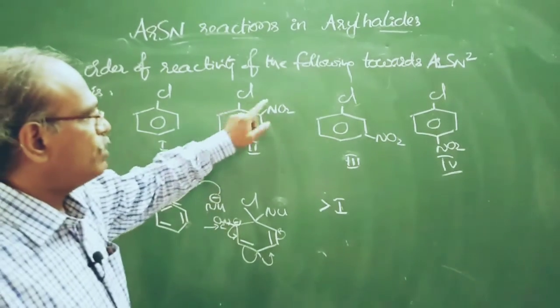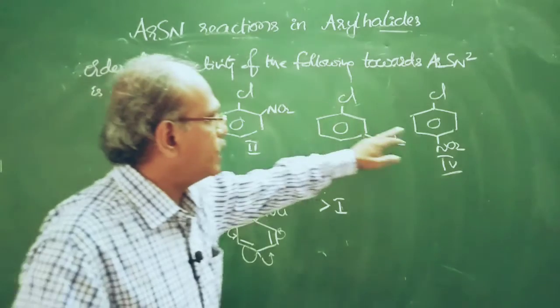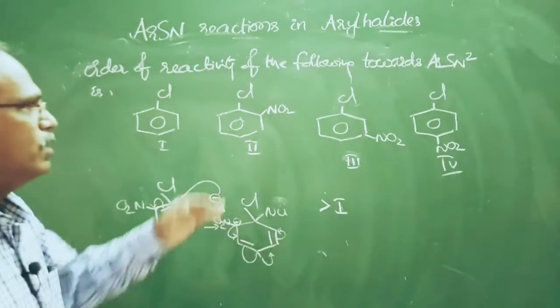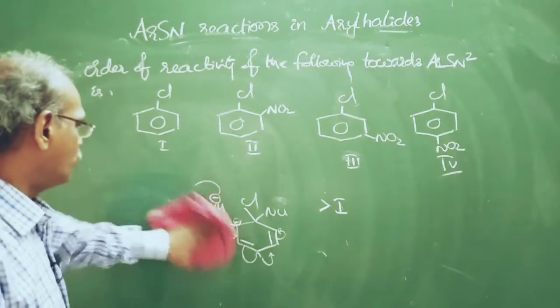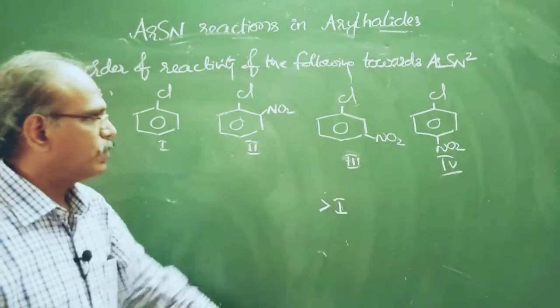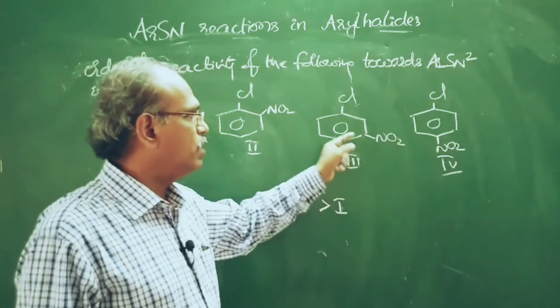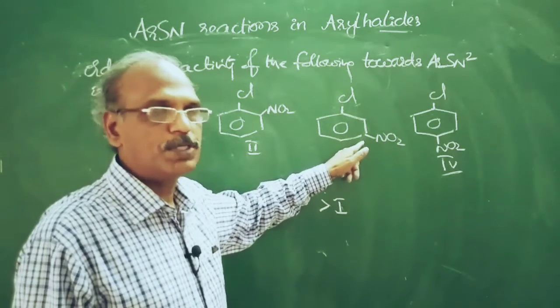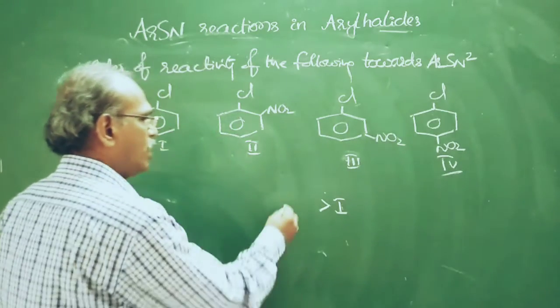So if electron withdrawing group is present at ortho and para positions, rate of reaction towards nucleophile is more. Okay, electron withdrawing group should be at ortho and para position, but here it is at meta position. So among these three, this is least reactive.